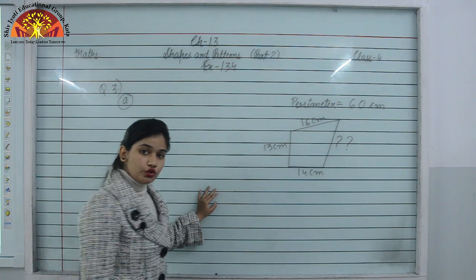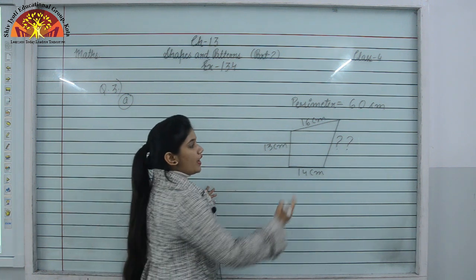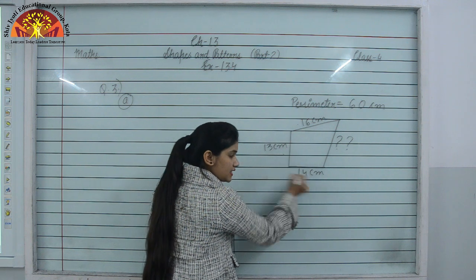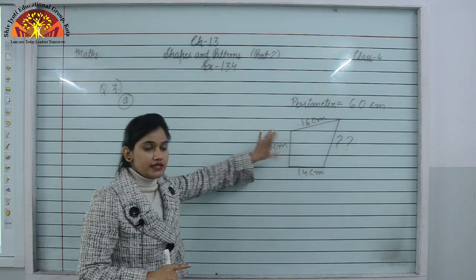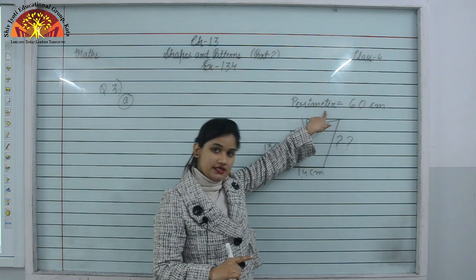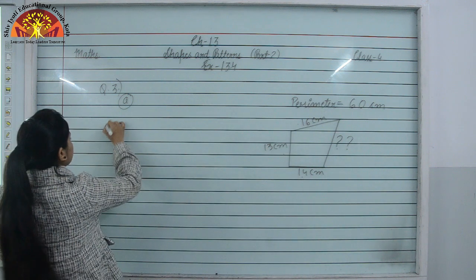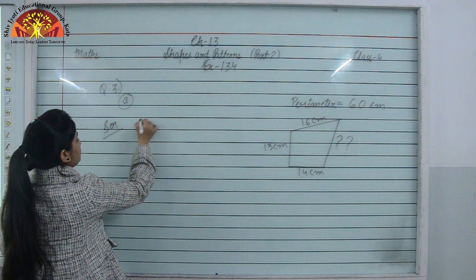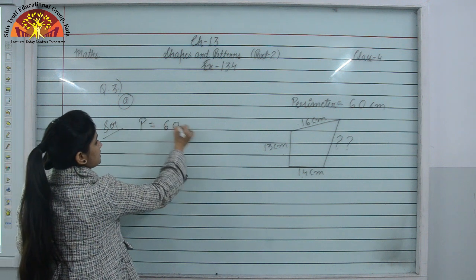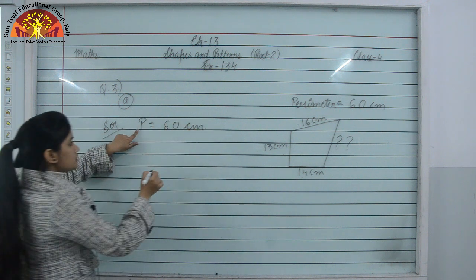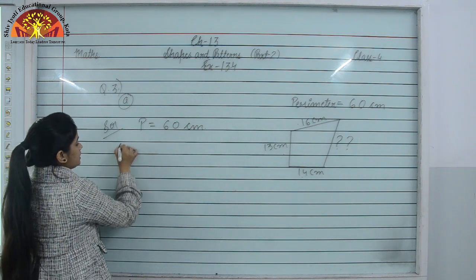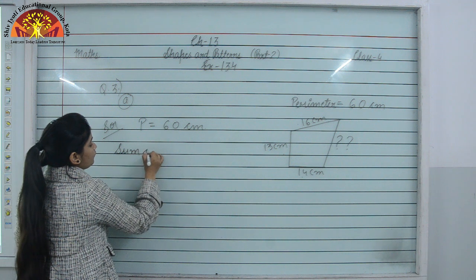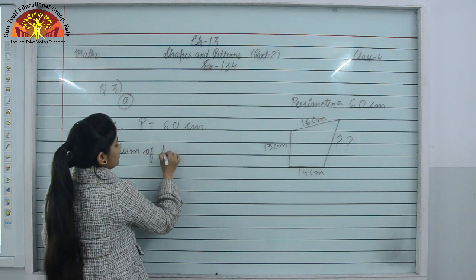So what do we have to do? First of all, we have to find the sum of these 3 sides. Then we have to subtract the sum of these 3 sides from the perimeter. Is it clear? So now, the perimeter is 60 centimeter. We can write it like this also: P is equal to 60 centimeter. Now we have to see the sum of 3 sides.